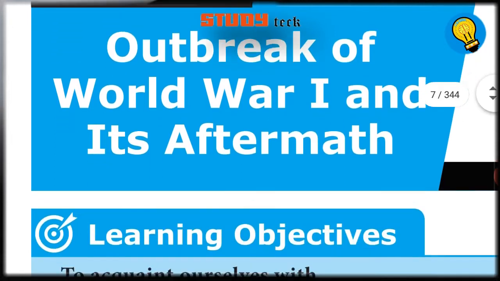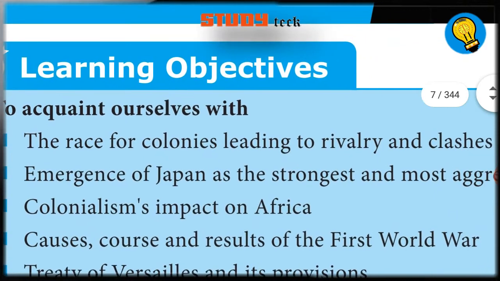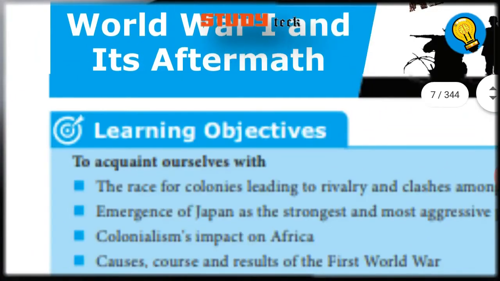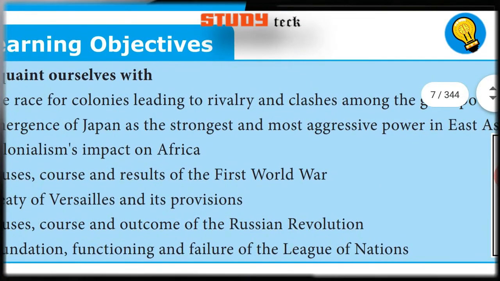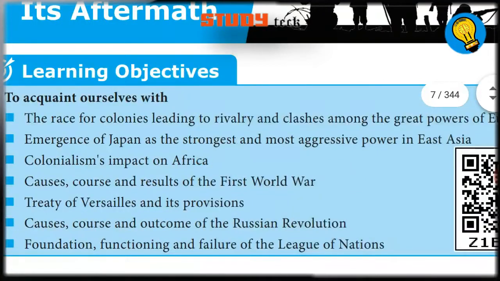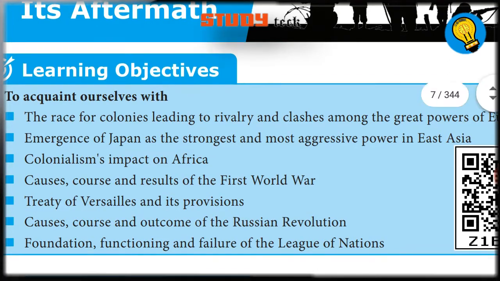What are the learning objectives of this lesson? To understand the race for colonies leading to rivalry and clashes among the greatest powers of Europe. Next, the emergence of Japan as the strongest and most aggressive power in East Asia. Next, colonialism's impact on Africa, and the causes, course and results of the First World War. The Treaty of Versailles and its provisions, the causes, course and outcome of the Russian Revolution, and the foundation, functioning and failures of the League of Nations.